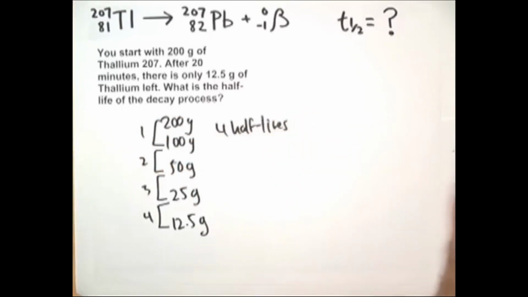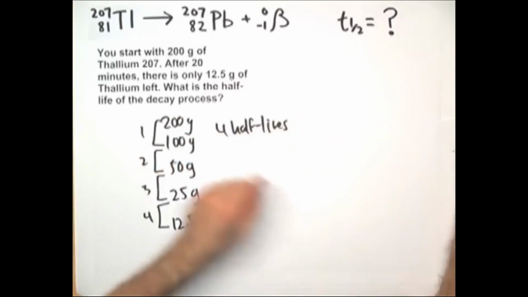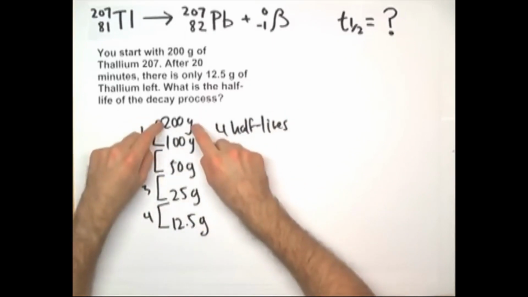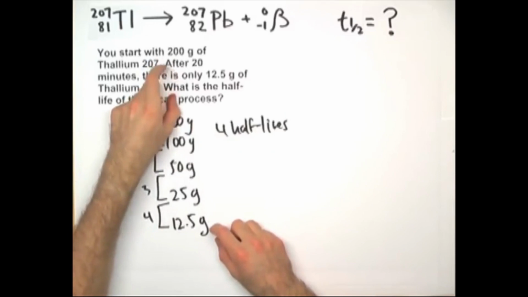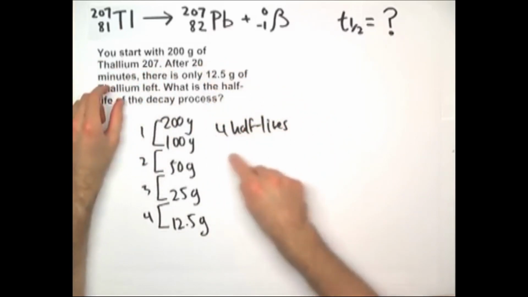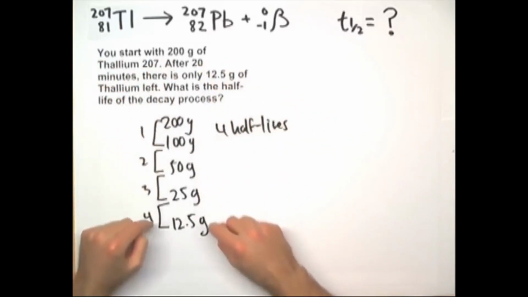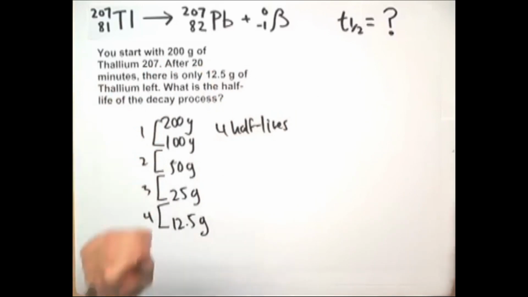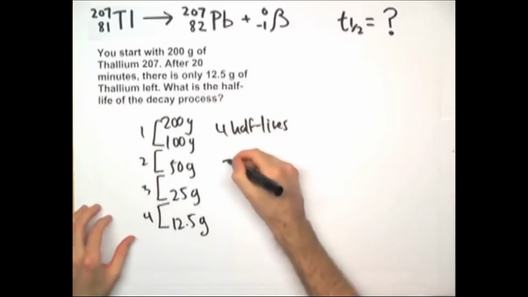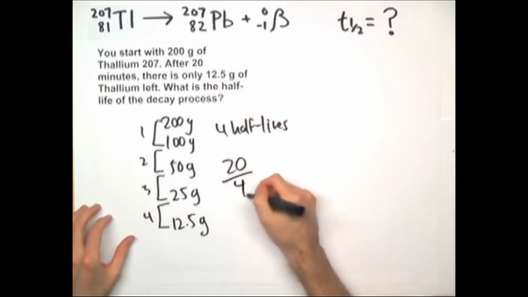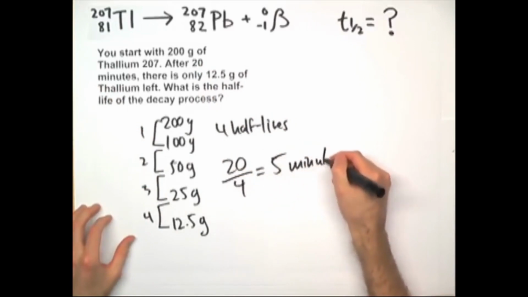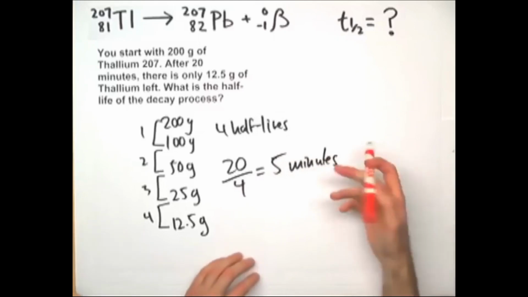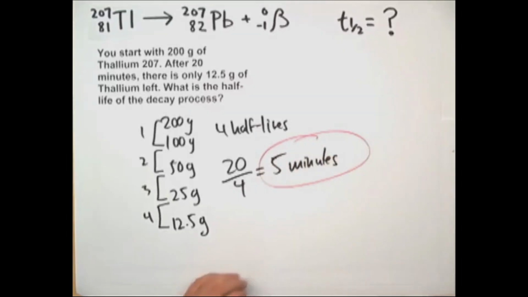4 half-lives. Now it's said that this whole process to go from 200 grams down to 12.5 grams takes 20 minutes. And in that 20 minutes, there have been 4 half-lives. So to figure out the length of one half-life, we're just going to do 20, the total time, divided by 4 half-lives, which is going to give us 5 minutes for the length of one half-life.